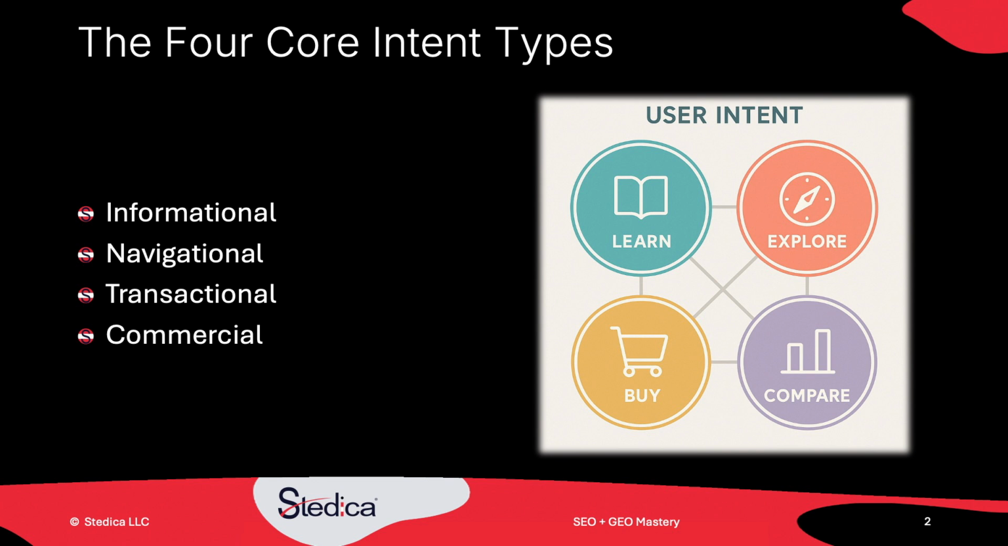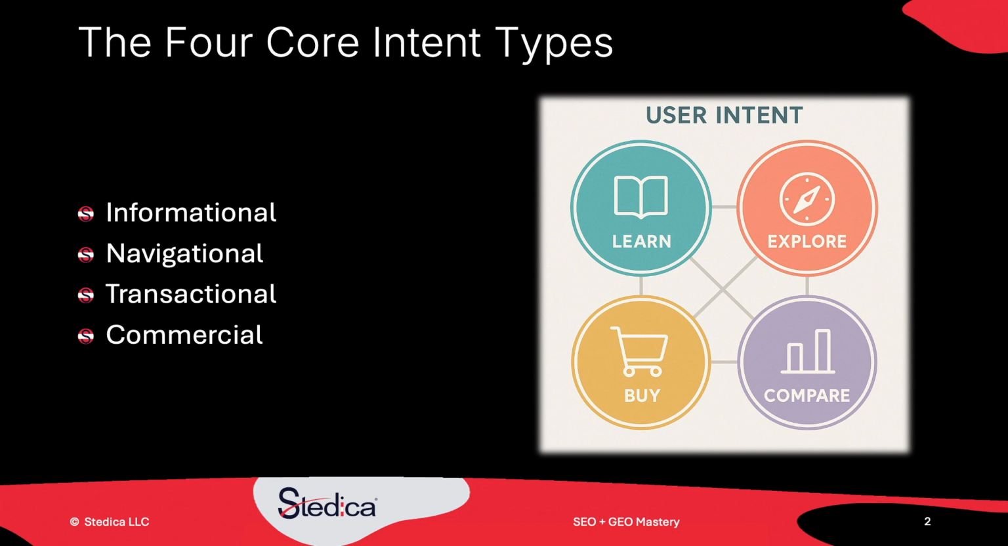Let me ask you something. When someone searches for something online, what are they really looking for? It might seem obvious, but understanding what users want is the foundation of SEO. And that's exactly what we're exploring here, search intent. Specifically, the four core intent types you need to know: informational, navigational, transactional, and commercial.